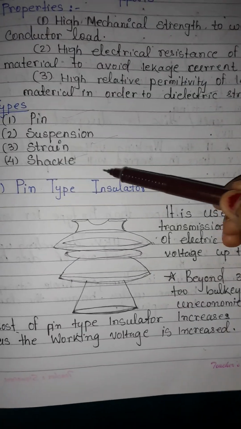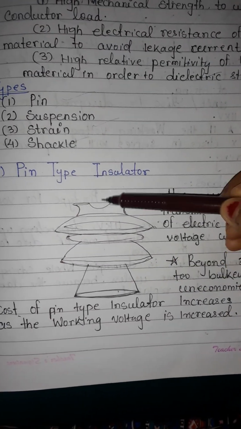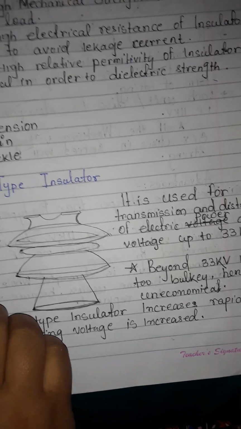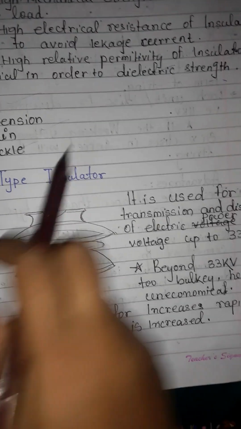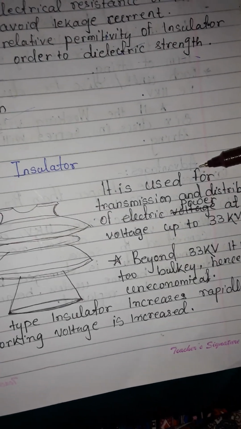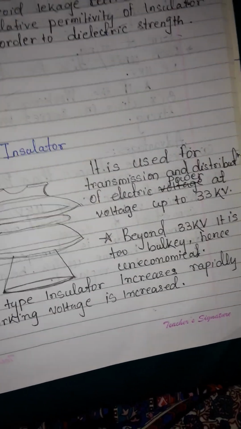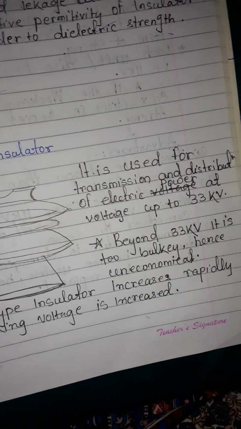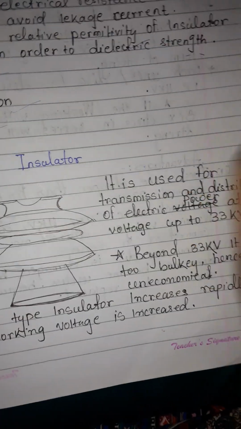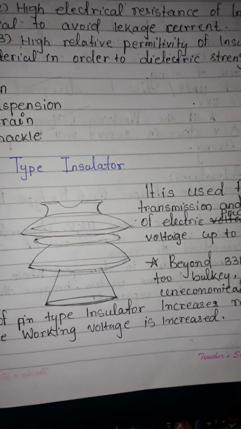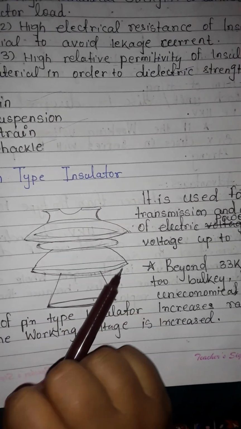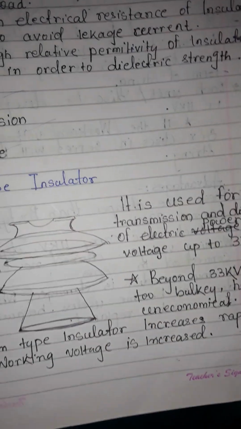Now what is a pin type insulator? Here is the diagram of a pin type insulator. We use the pin type insulator up to a voltage of 33 kilovolt, and it is used in transmission and distribution lines. Beyond 33 kilovolt, it will be too bulky and hence uneconomical, and we cannot use that. As we know, this pin type insulator can sustain a voltage up to 33 kilovolt.